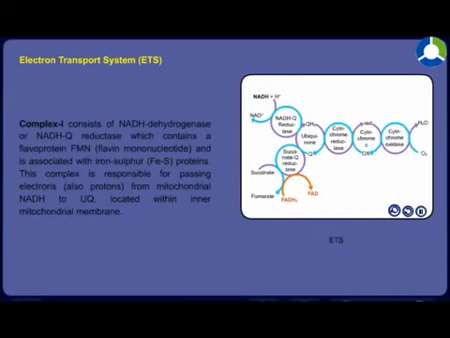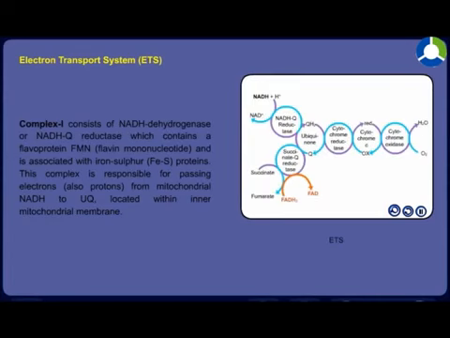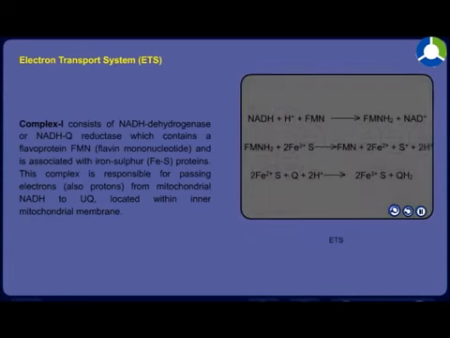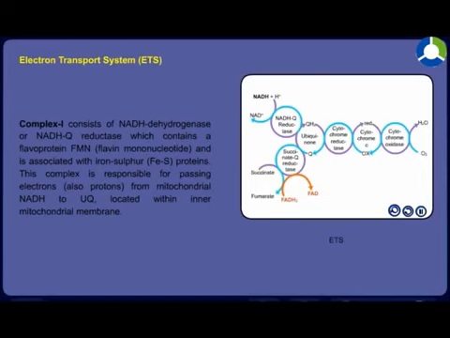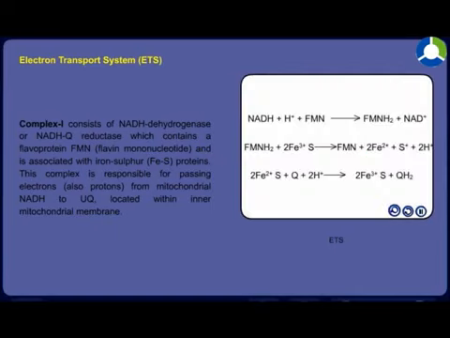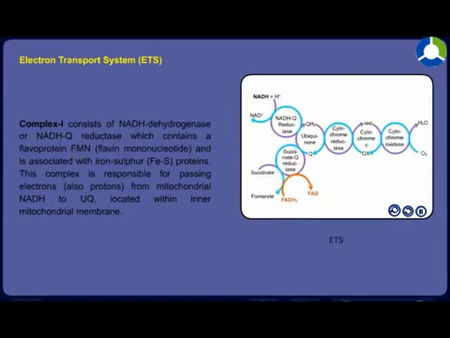Complex 1 consists of NADH dehydrogenase or NADH2 reductase, which contains a flavoprotein FMN, flavin mononucleotide, and is associated with iron sulfur proteins. This complex is responsible for passing electrons, also protons, from mitochondrial NADH to UQ, located within inner mitochondrial membrane.